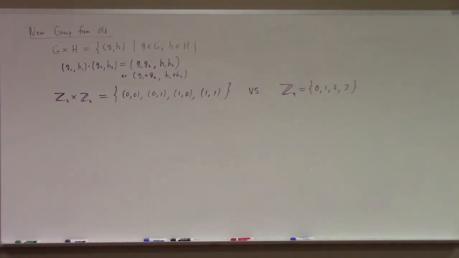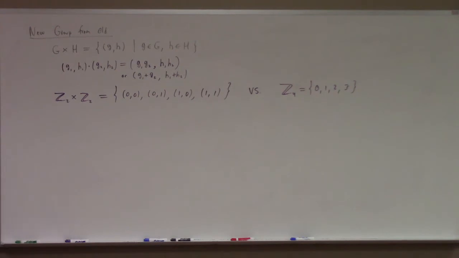They've got the same size, right? The first thing I think about is, do they have the same size? If you ask me whether Z4 is isomorphic to Z5, the answer is clearly no. One has order 4, the other has order 5. Isomorphism preserves the order, right?